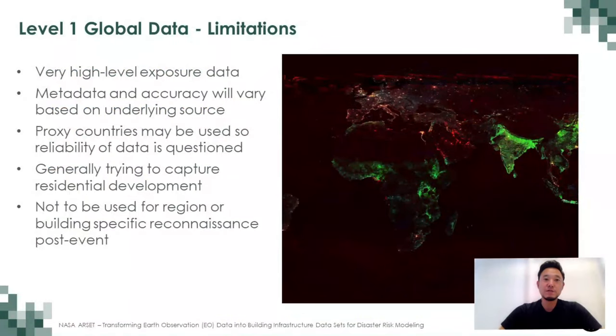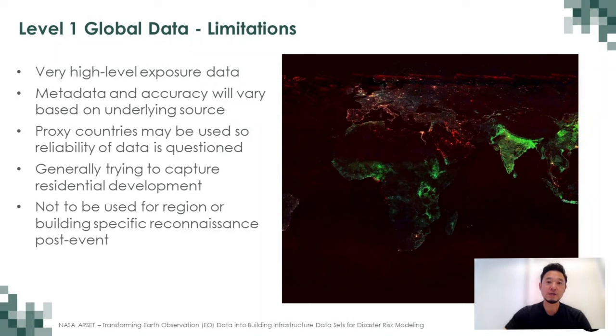So some limitations for the level one global database. It's important to remember that this is very high level exposure data. You're not going to start looking at country specific, region specific, or building specific types of analyses. The metadata inaccuracy will vary based on the underlying source. So be sure to know what the source is and how reliable it is for your analysis.